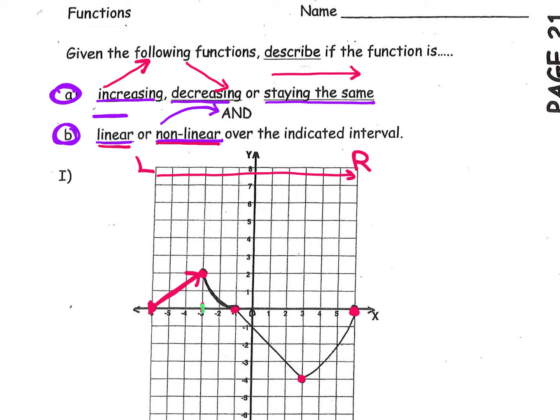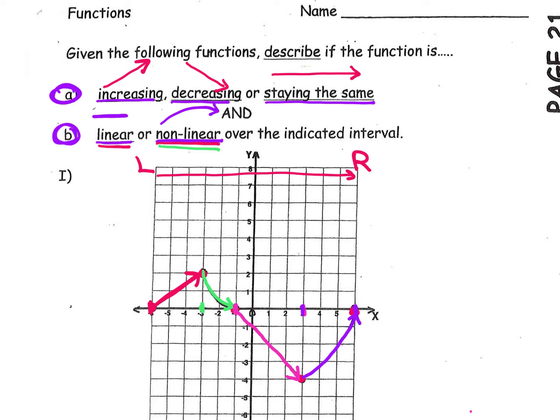As we move from -3 to -1, we can see that our function is decreasing, and if it's curved, it would be considered non-linear. From -1 to +3, we can see our function is decreasing and it's back to being linear. And then for our final interval, from 3 to 6, we can see it's curved or nonlinear and increasing.